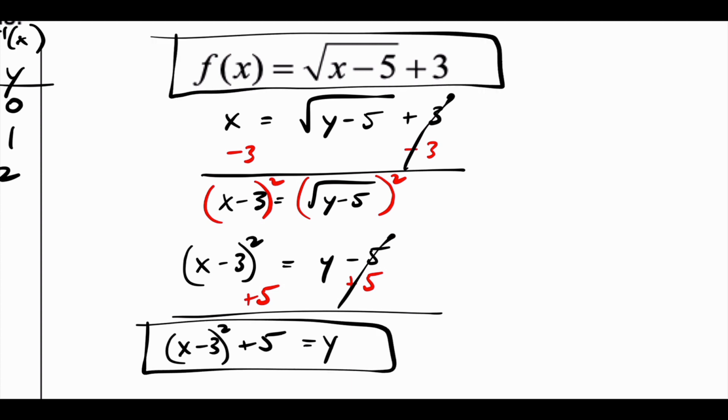Both of these guys are inverses of each other. I could do the same thing. I could make a table, and I'd get the same values. That's how to find an inverse. It's pretty easy to find an inverse. You just switch x and y and solve like you've been doing forever.